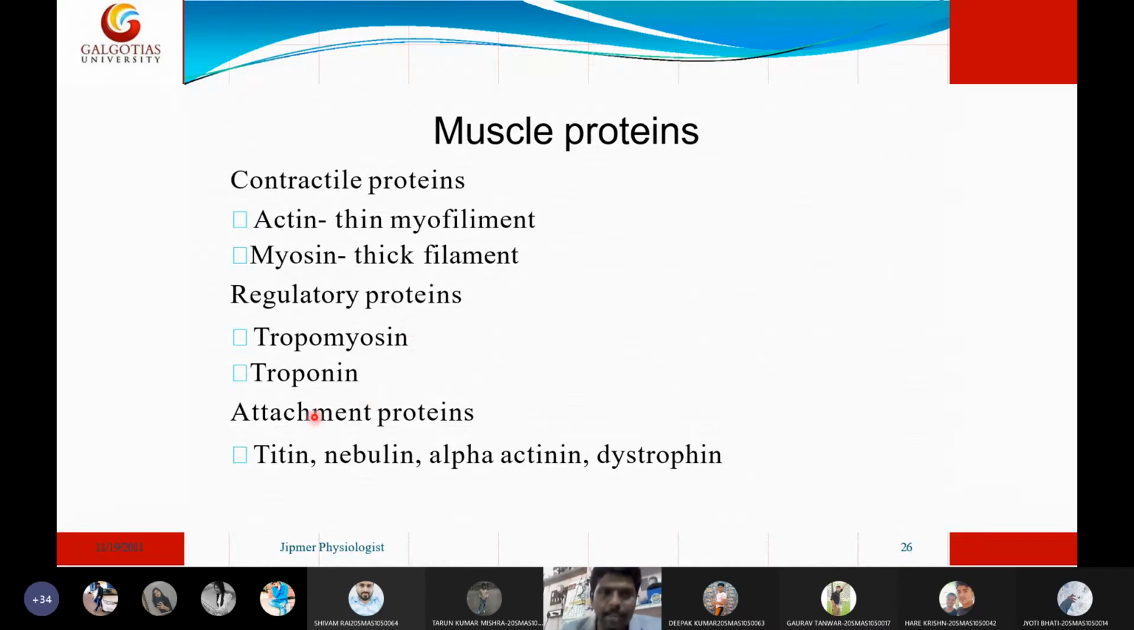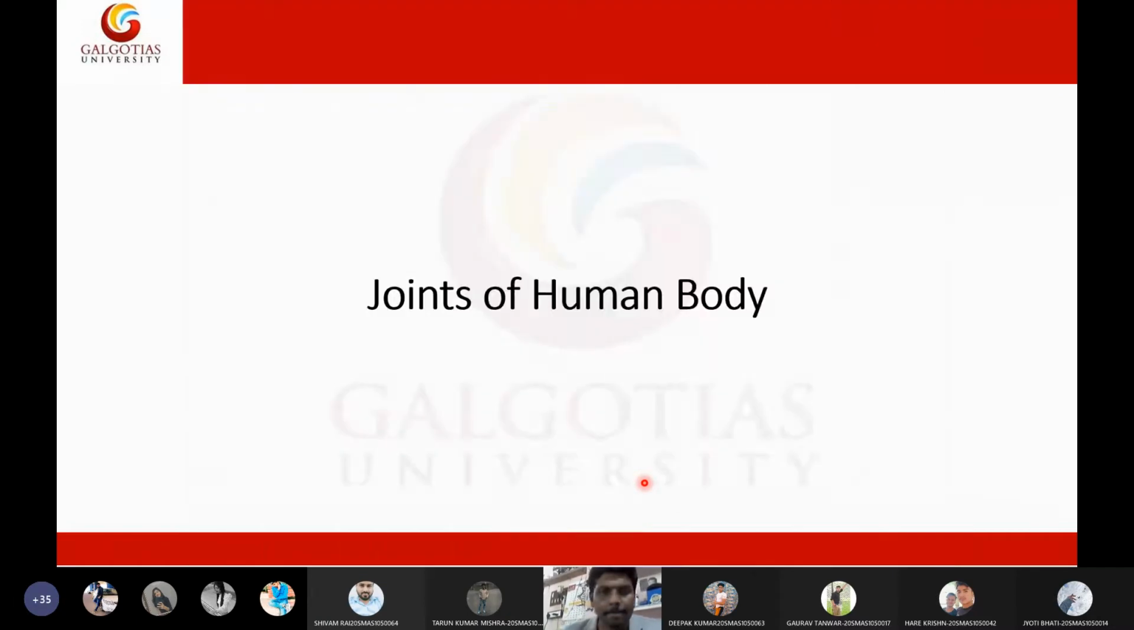And the last and final are attachment proteins. As the name suggests, these attachment proteins enhance the attachment of all other proteins or associated structures to the muscle. Such proteins include titin, nebulin, alpha-actinin, and dystrophin. These four act as attachment proteins present inside the muscle. So this is the complete classification of proteins that are present inside the muscle.